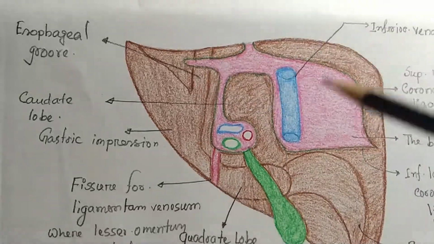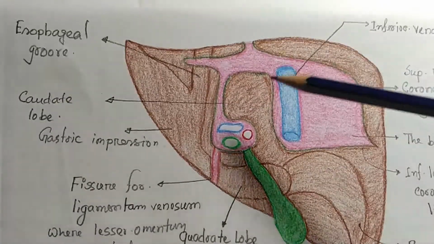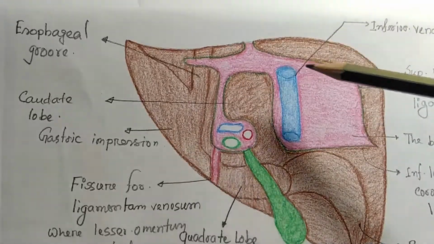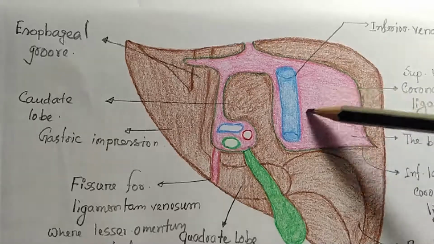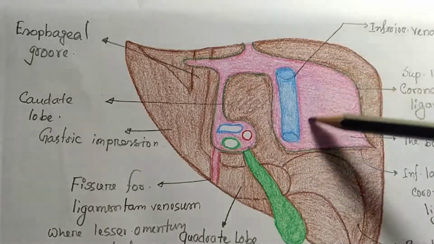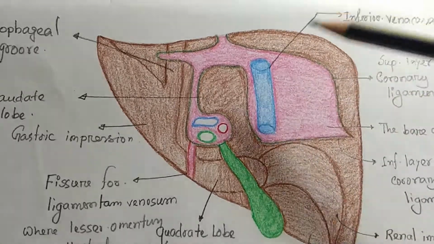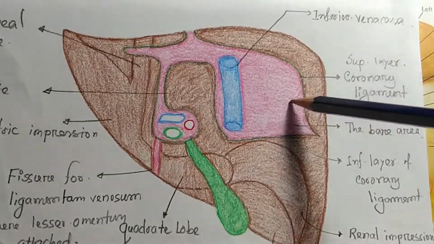The posterior surface is entirely non-peritoneal, because I already drew it with the pink color. So this is the non-peritoneal area. There is no peritoneal surface, and the largest area is called the Bare area. It is called the Bare area.